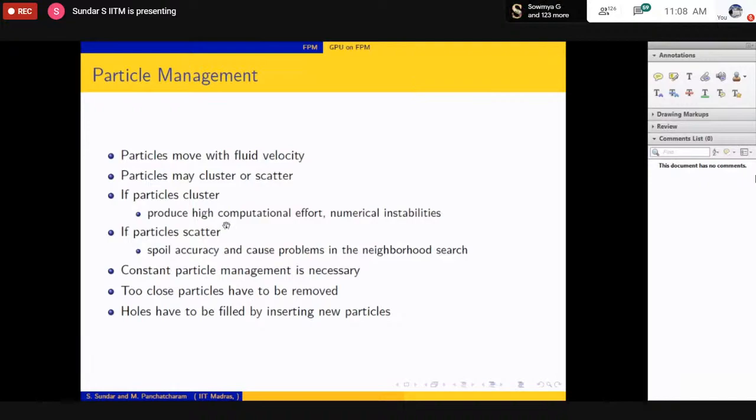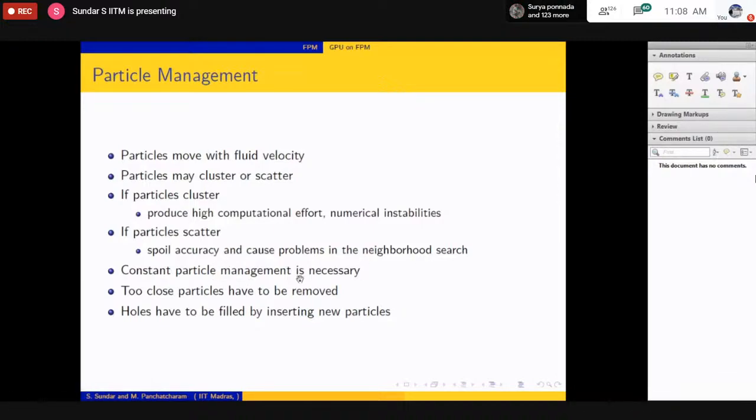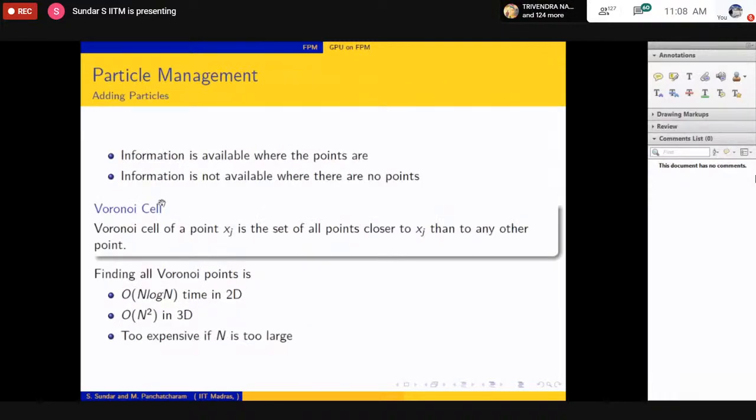Then I am using particle management. Particles move with fluid velocity. Particles may cluster or scatter. If particles cluster, it produces high computational effort, and numerical instability may come because numerically we need to have control on particles. If particles scatter, it spoils accuracy and causes problems in the neighborhood search. Constant particle management is necessary. Two close particles have to be removed. If the particles are not enough, then holes have to be filled by new particles. Information is available where the points are, and not available where there are no points.